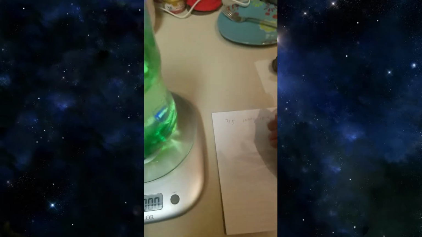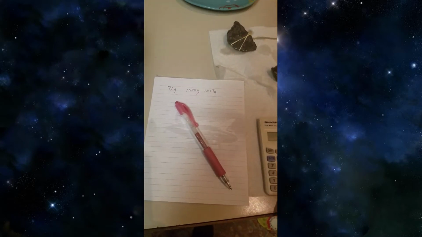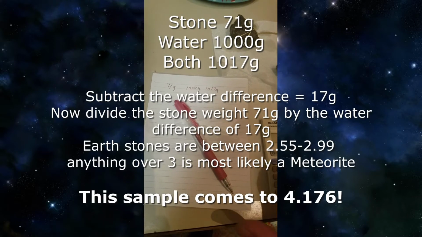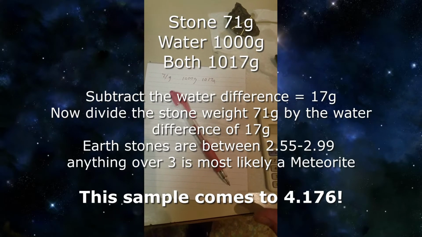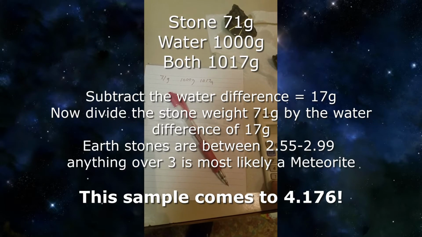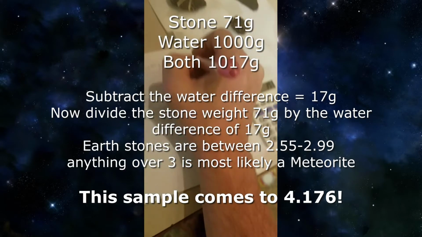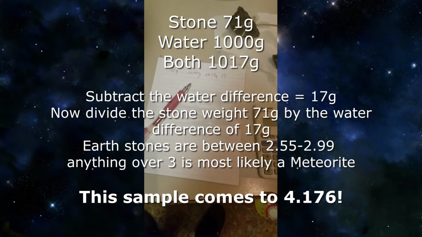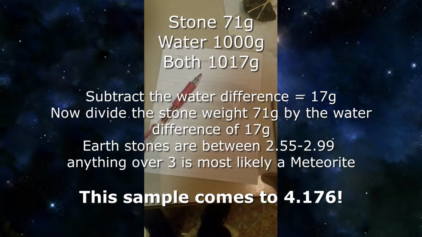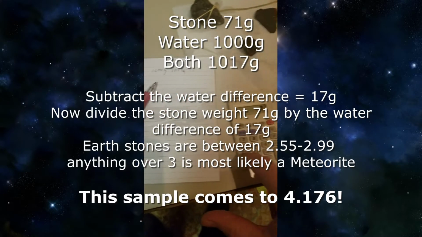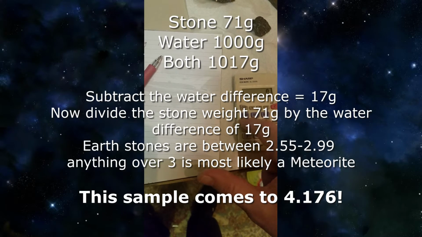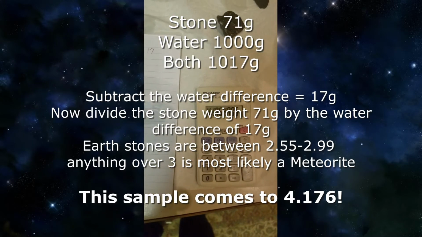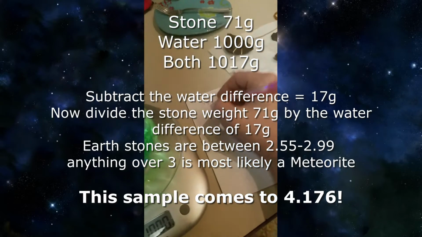1017. So then you subtract the water difference, which gives you 17. That's the difference between the two. Then you divide that into the 71 grams. 71 divided by 17, and you get 4.176.